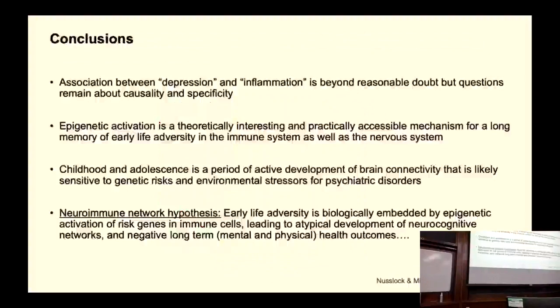So that's it, and these are the conclusions. This association between depression and inflammation, I would say, is beyond reasonable doubt, but questions remain about causality and specificity. Epigenetic activation, I think it's very theoretical. There's no doubt it's theoretically interesting, but I think there's increasing awareness that it might also be practically accessible as a mechanism for long memory of early life adversity. And when you think about how that plays out in terms of neurodevelopment, there are a lot of angles to consider that you can summarize in terms of this kind of neuroimmune network hypothesis.